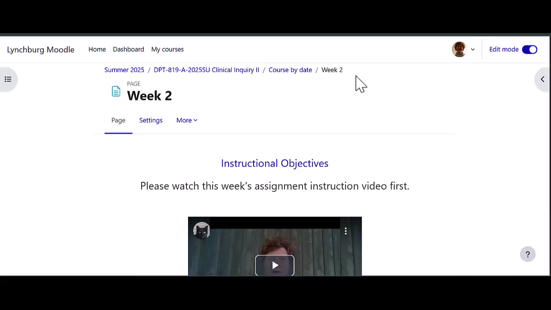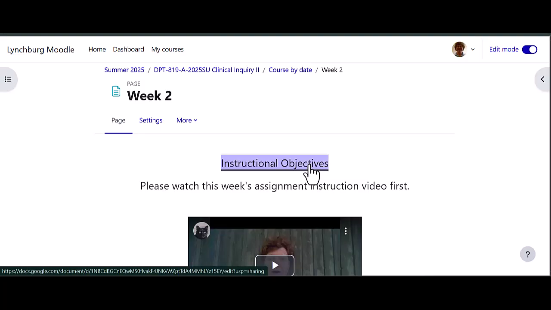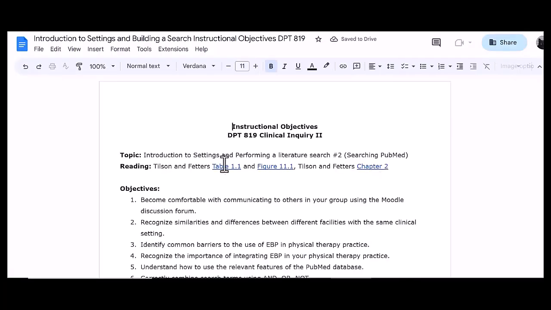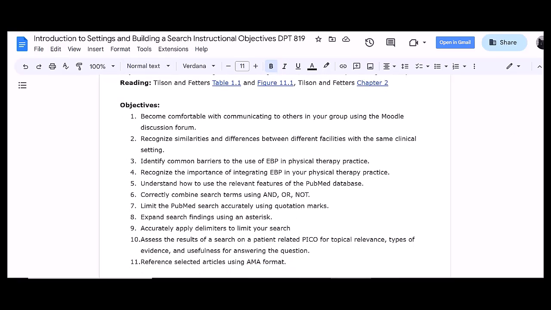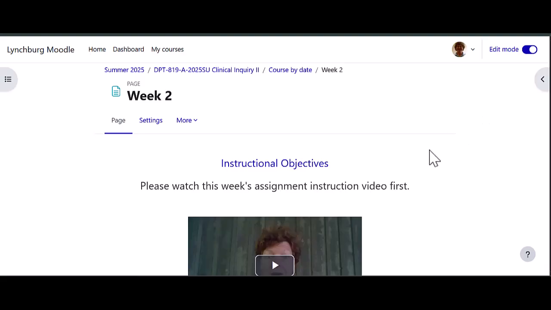And for now, I'm going to migrate over to the Moodle page and walk you through this week's assignment. So here we are on week 2 of the course, and here are the instructional objectives for this week. Talking about introduction to settings, and that's going to be your discussion board posts. And then searching PubMed, doing literature search assignment number 2, is the second thing to do. And here are your objectives. You're watching this video now.